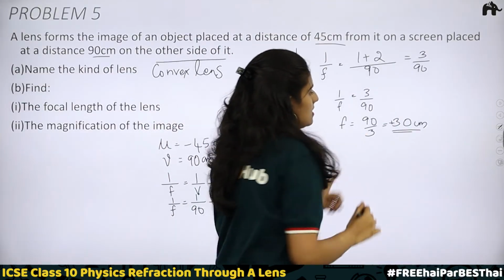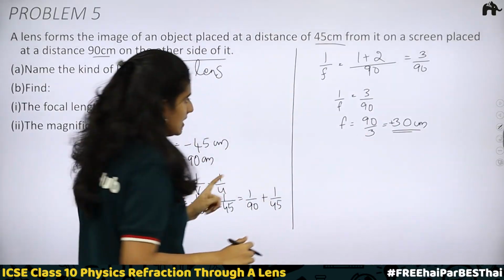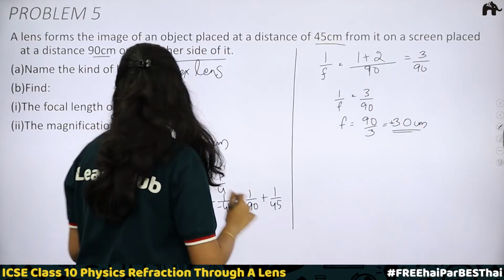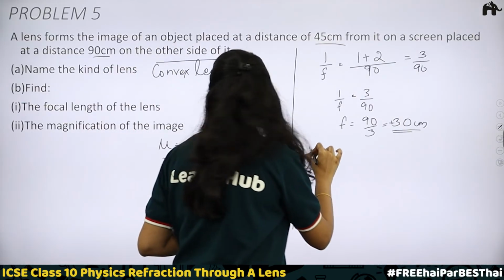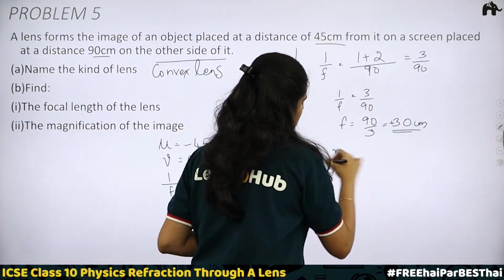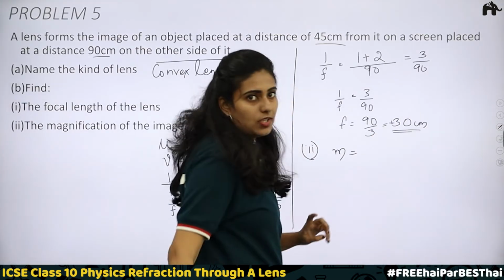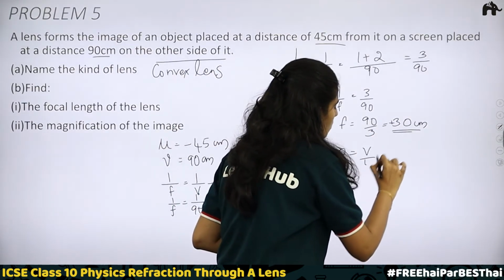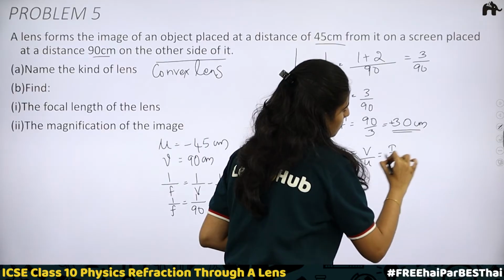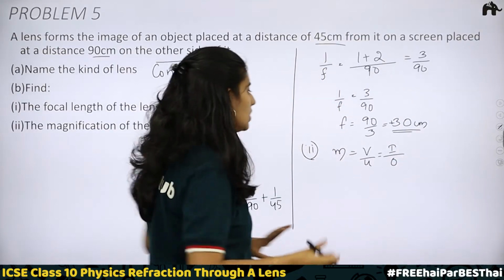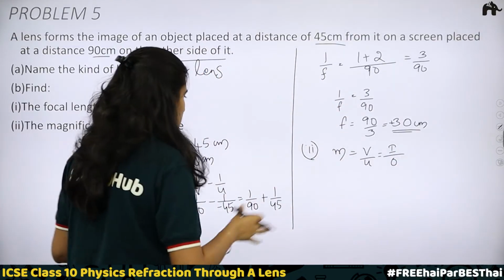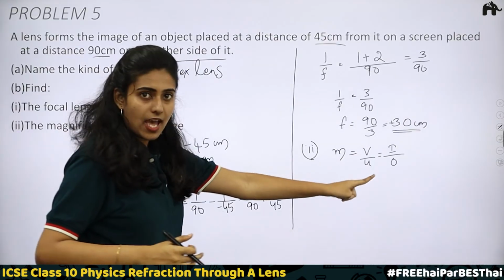Again, confirm the lens that is used is a convex lens since the focal length is positive. Next, the second part, we have to find the magnification of the image. Magnification m is equal to v by u or height of image by height of object. Here we don't know the height of image or the height of object. We have the value of v and u.